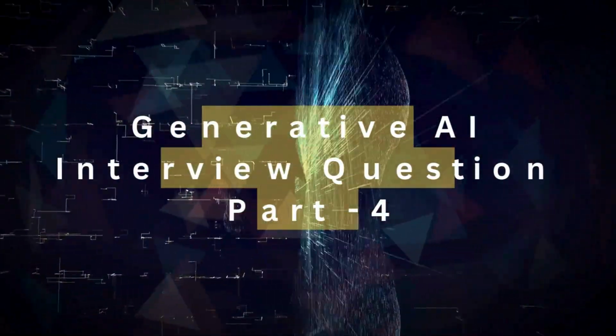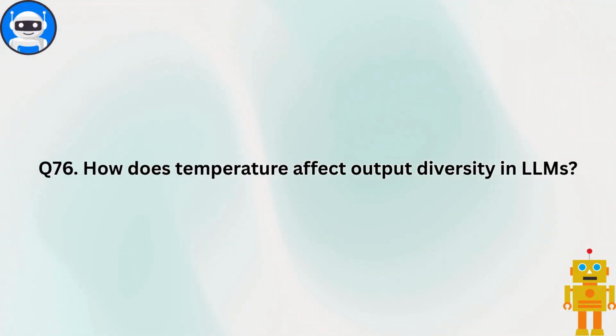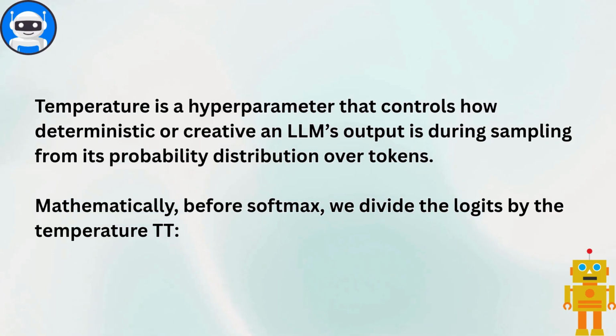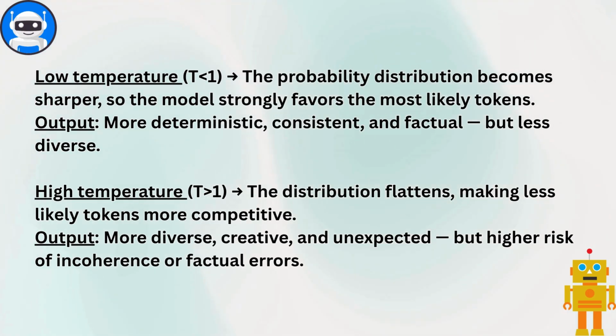Let's finish strong. How does temperature affect output diversity in LLMs? Temperature is a hyperparameter that controls how deterministic or creative an LLM's output is during sampling from its probability distribution over tokens. Mathematically, before softmax, we divide the logits by the temperature T. Low temperature, T less than 1: the probability distribution becomes sharper, so the model strongly favors the most likely tokens. Output: more deterministic, consistent, and factual, but less diverse.